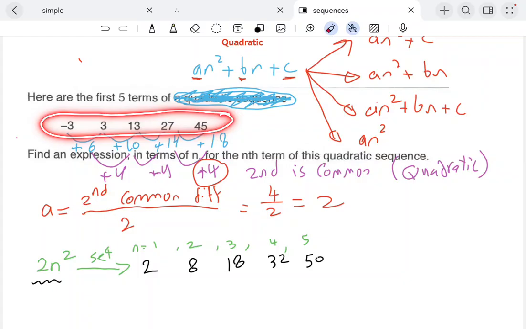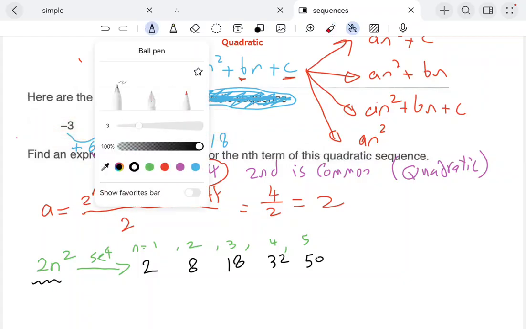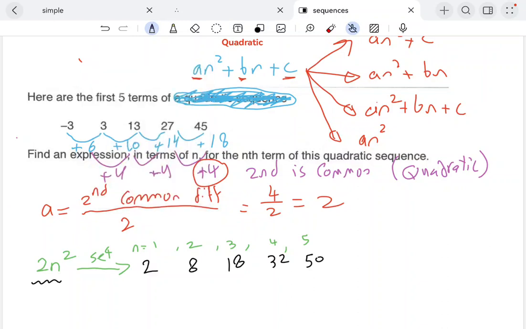I do subtraction now. Let's choose another color. So the original sequence is -3, 3, 13, 27, 45. Do subtraction.